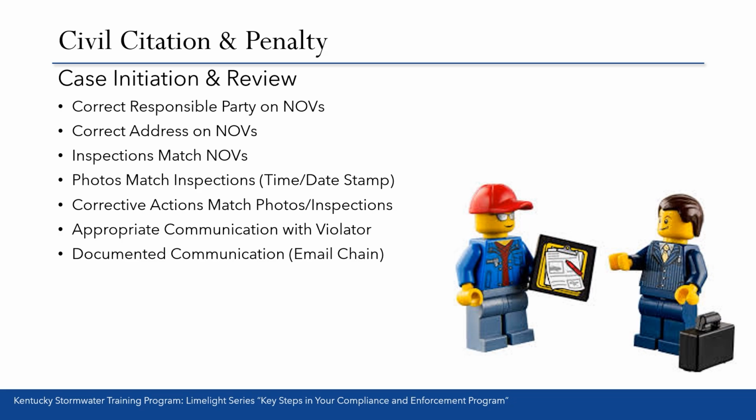The appropriate communication with the violator and documentation of the communication is key throughout the process. An email chain is always the best way to show that, even though it's not specifically admissible in the court of law, it does show that the inspector has attempted or has continued communication with a violator.